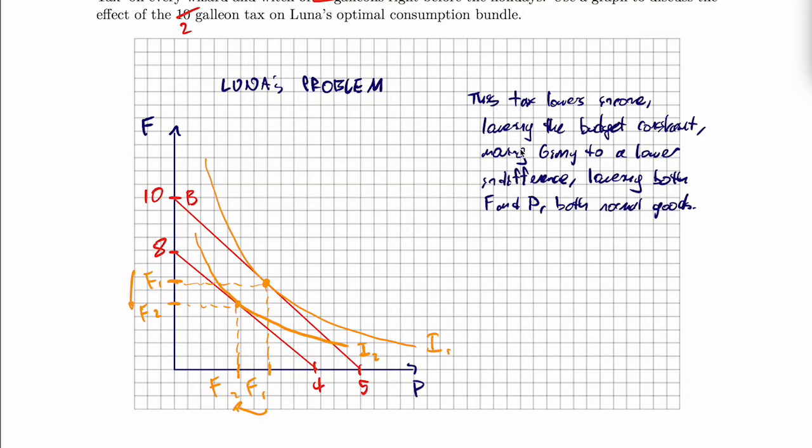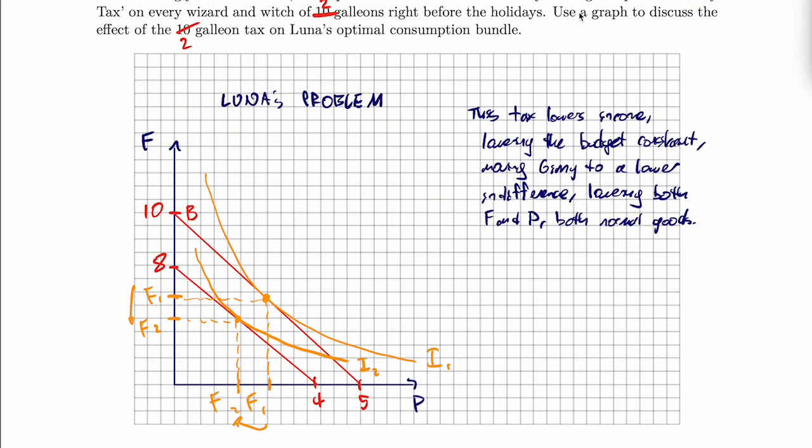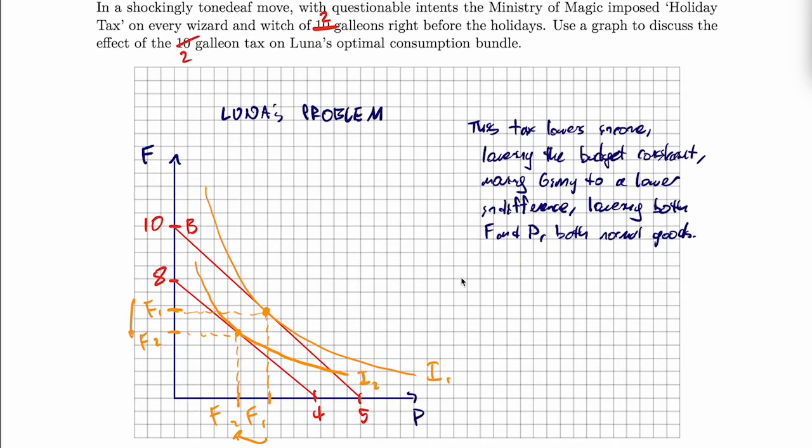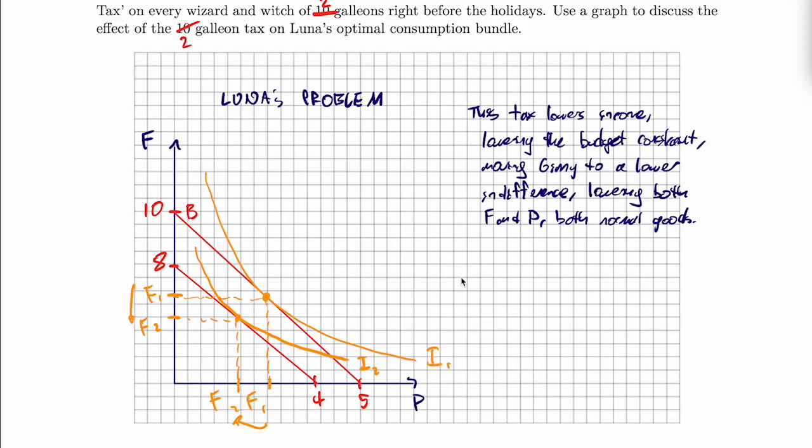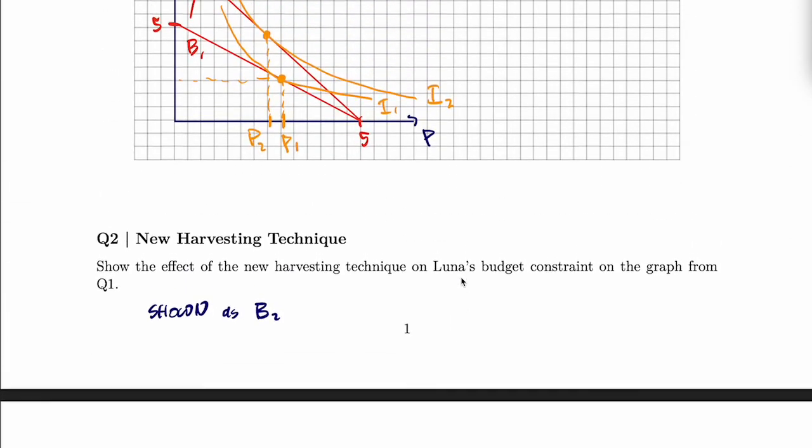Okay, and then we write a little conclusion here. We're asked to discuss this, so we'll write a little conclusion. This tax lowers income, so we see this shift in the budget, lowering our indifference curve and lowering both quantities, because we know they are normal goods. All right, so we'll leave this here.